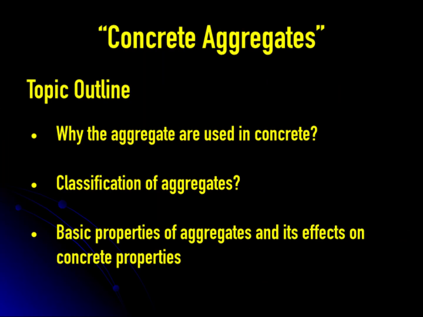In this section, the outline consists of the first topic, why the aggregates are used in concrete. Next is the classification of aggregates. And the last topic is the basic properties of aggregates and their effect on concrete properties.